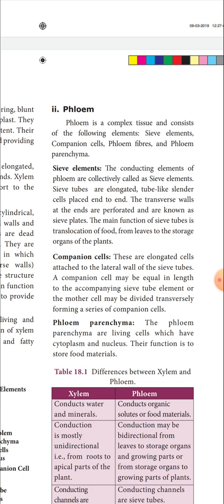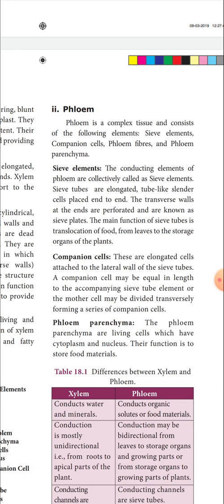Okay, so that's what I said. What is the main function of the sieve tube? Translocate the food from the leaves to the storage organs of the plants. Next, companion cell. These are elongated cells attached to the lateral wall of the sieve tube. So at the side of the sieve tubes, these companion cells are attached. The companion cells may be equal in length to the accompanying sieve tube element, or the mother cell may be divided transversely, forming a series of companion cells.